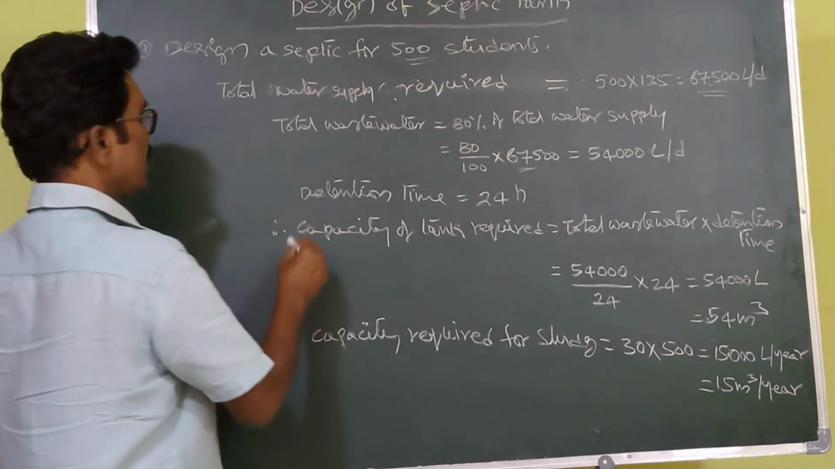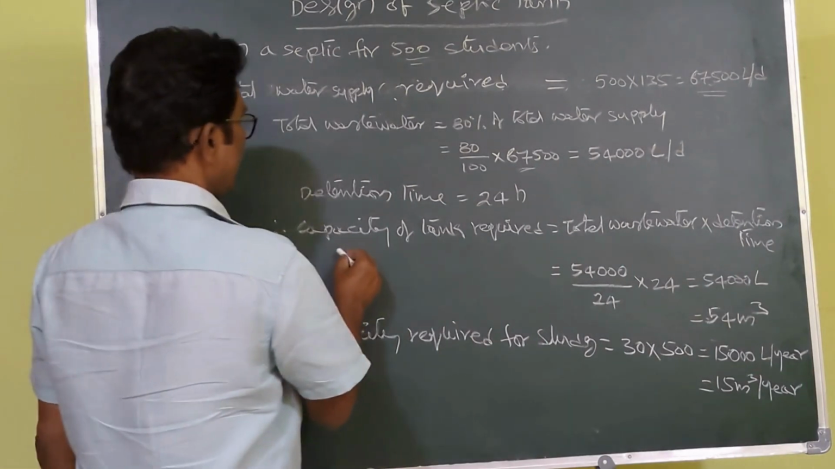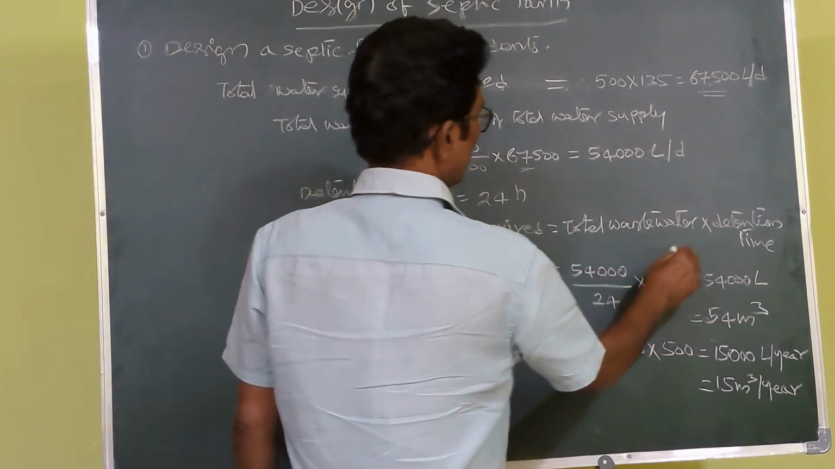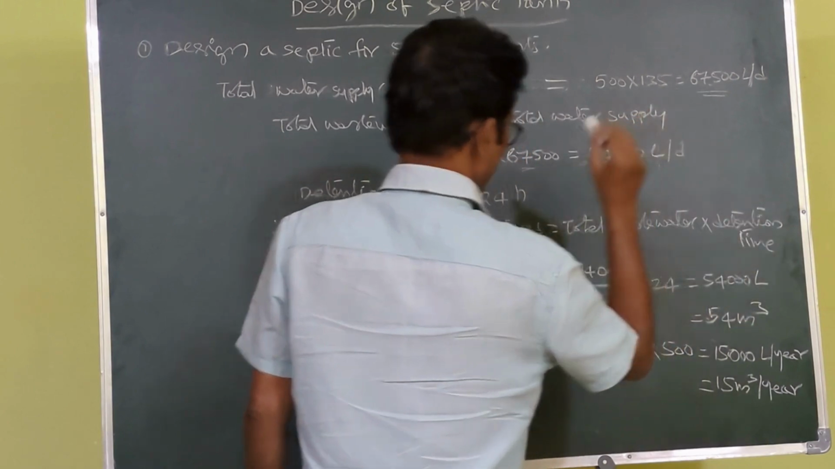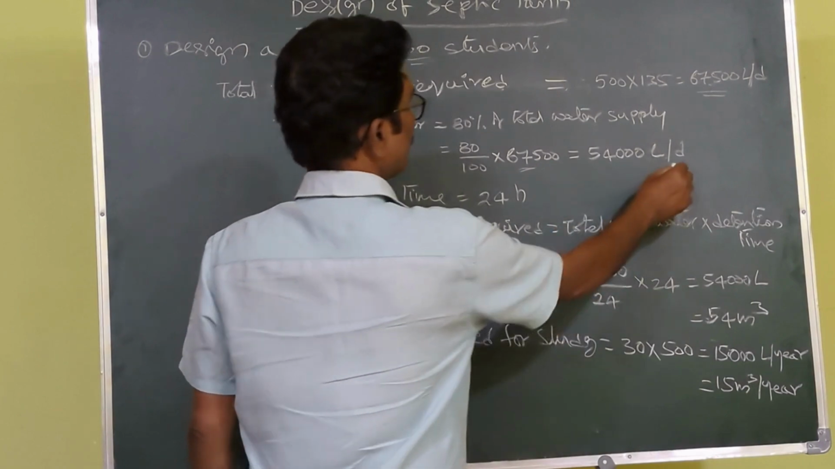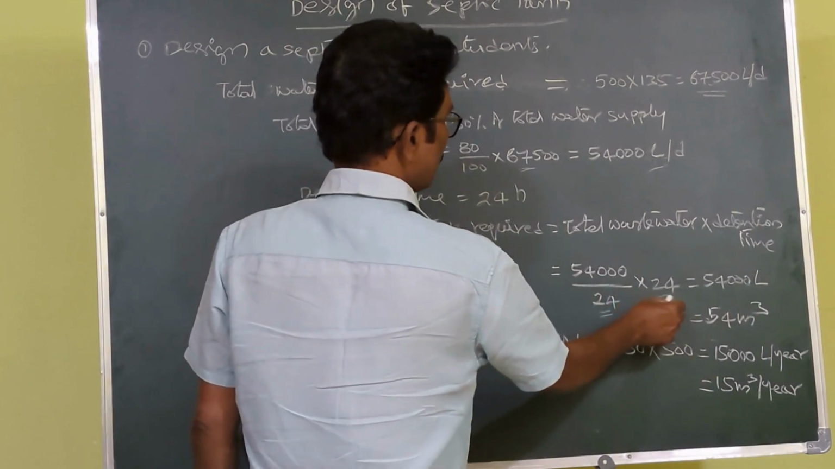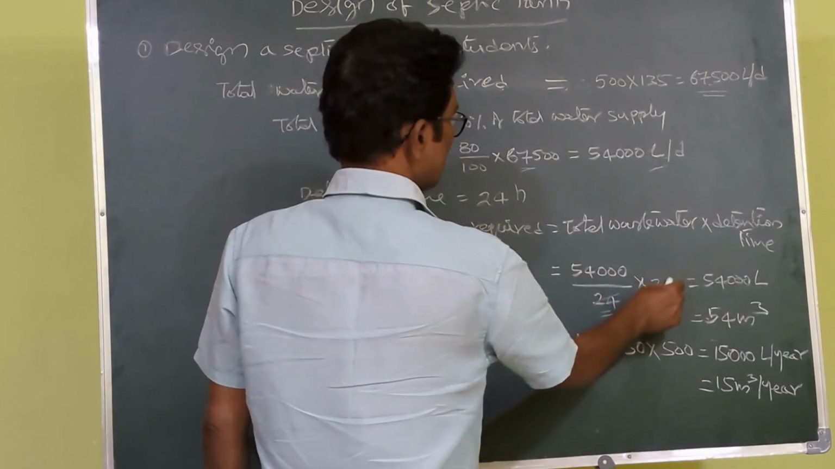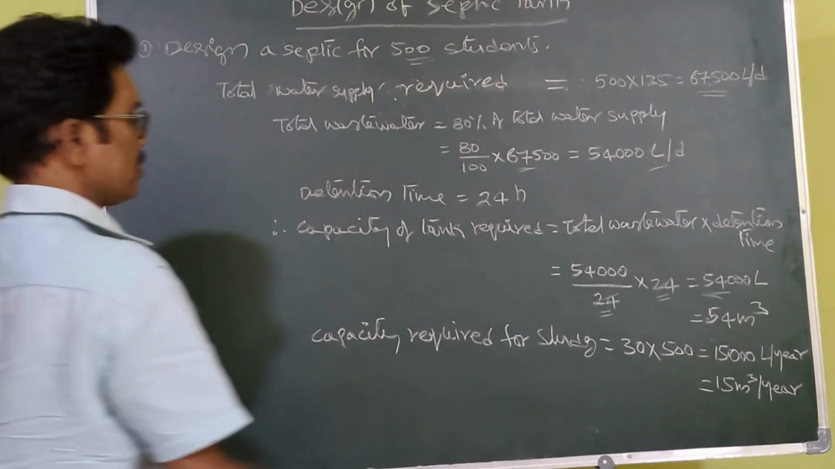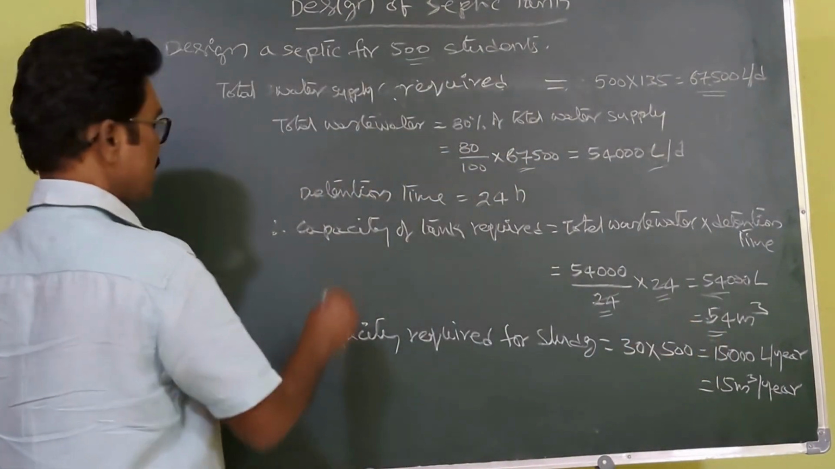Next, we already assumed detention time equal to 24 hours. So the capacity of the tank required is wastewater into detention time. Total wastewater is 54,000 liters per day; converting the day into 24 hours, multiplied by the detention time of 24 hours, these two get cancelled. So once again you get 54,000 liters, converted into cubic meters, 54 meter cube. That is the capacity of the tank required.